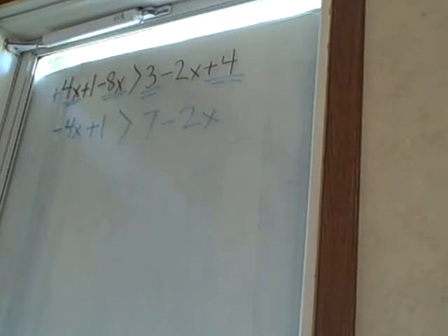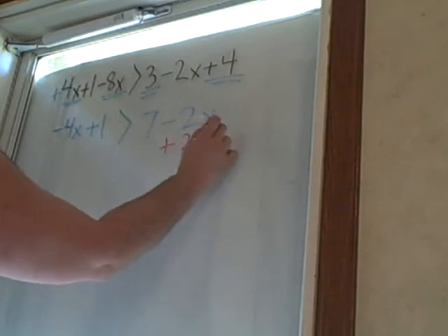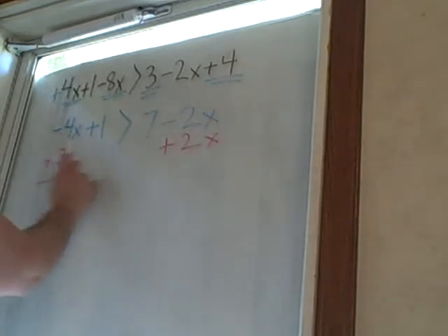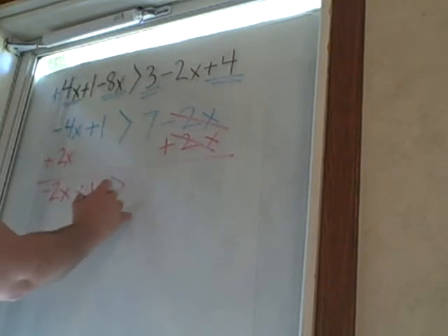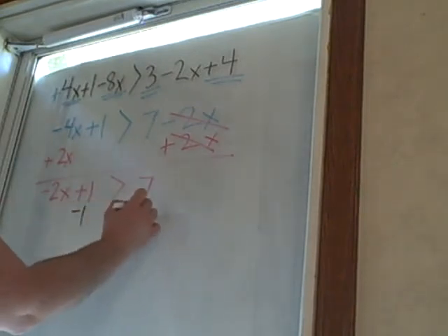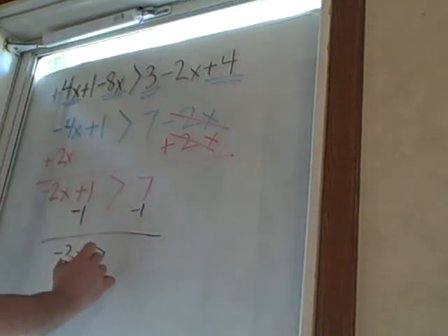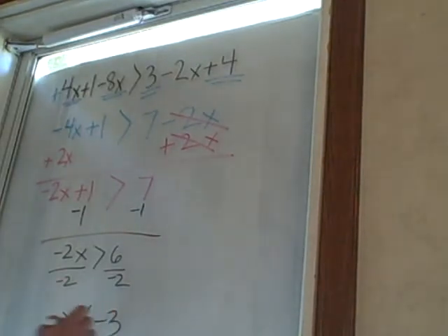I then get to work by moving the variables to the same side. Negative 2x moves with a positive 2x. Those cancel. Negative 4 and a positive 2 is a negative 2x plus 1 greater than 7. I continue the problem by identifying where my variable is and moving the thing that's not attached, which is that 1. Negative 1 to both sides. Negative 2x is greater than 6. Finishing off by dividing both sides by negative 2, flipping the symbol because I divided by a negative number.